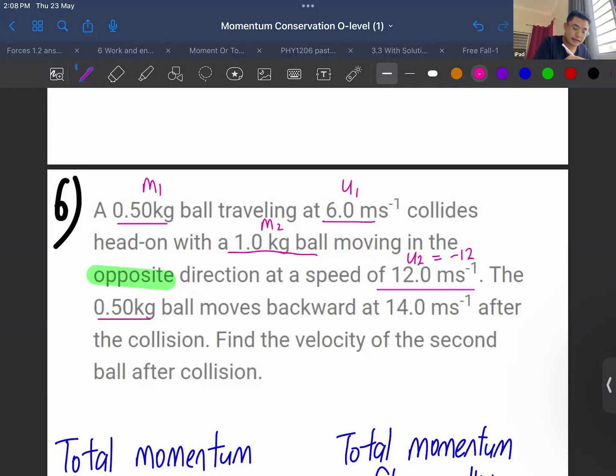0.5 kg is the same thing, no? M1, no? Are you good? Yes. Okay, this one, 14.